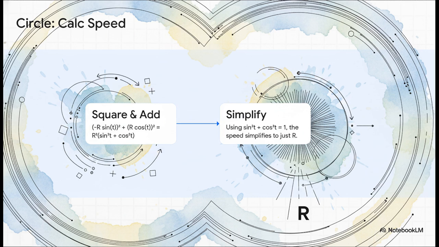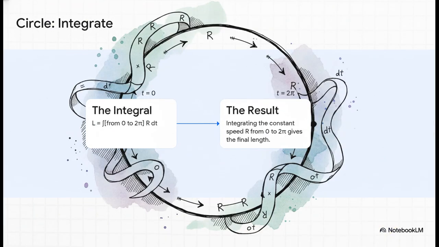Turns out, a particle moving on a circle moves at a constant speed, and that speed is just the radius. How cool is that? Okay, final step. We just need to integrate that constant speed r over one full trip around the circle, and one full revolution is from t equals 0 to 2 pi. This is probably the simplest integral you'll ever see.